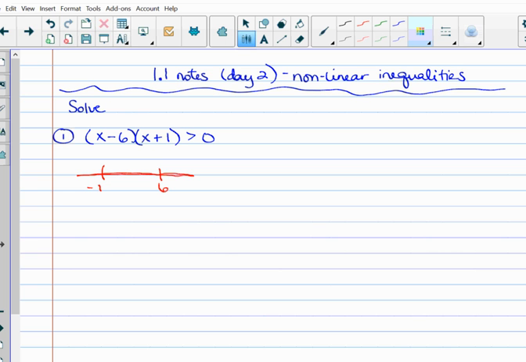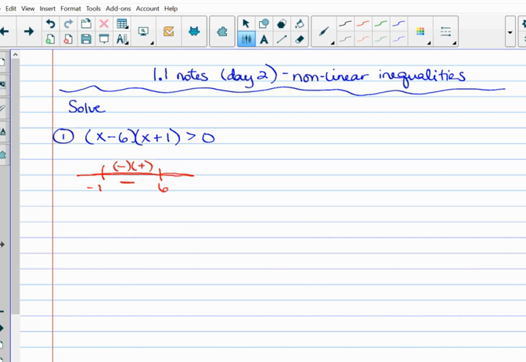What I mean by plug it in is I'm literally thinking through, okay, 0 minus 6, what does that give me? I don't even care what the number is, I just care if it's positive or negative. So I know that parenthesis gives me a negative. What about the x plus 1 parenthesis? A positive. And what is a negative times a positive? A negative. That means this region of my number line is always going to be negative. So I can plug in any number between -1 and 6, and it would give me a negative value.